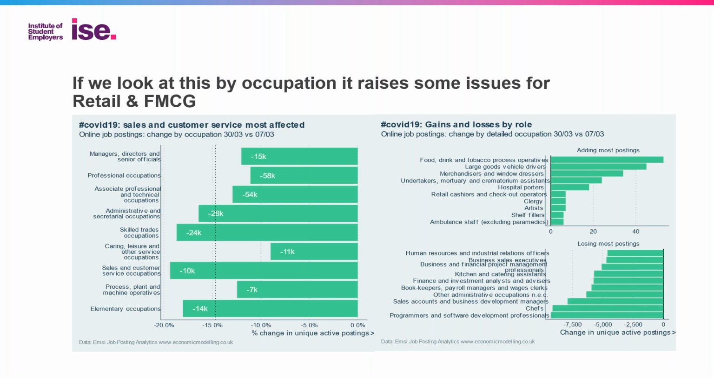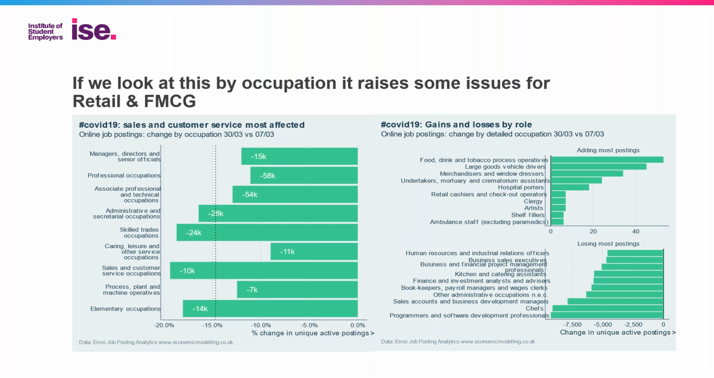that they are growing. On the other end, we've got some areas that are seeing big declines. So programmers, chefs, sales and account business development managers. So there are a number of areas that are growing, a number of areas that are shrinking, but overall we're seeing a pretty substantial contraction of the labour market during this immediate period. It's not clear at the moment how long term that is.